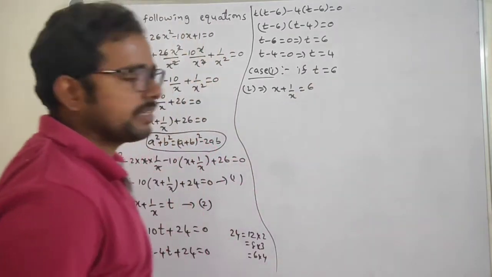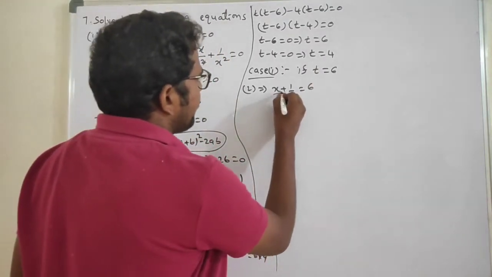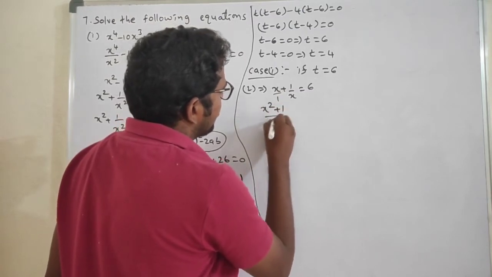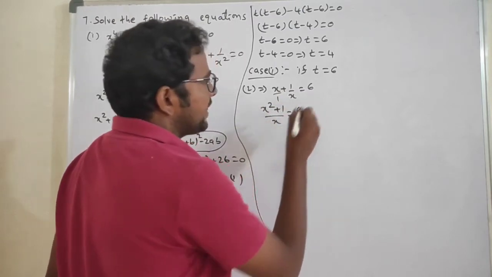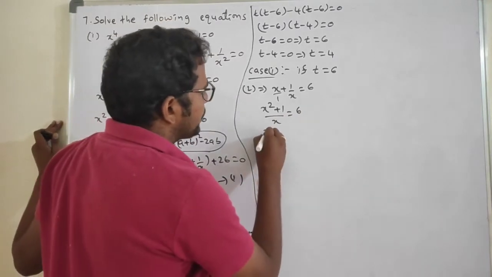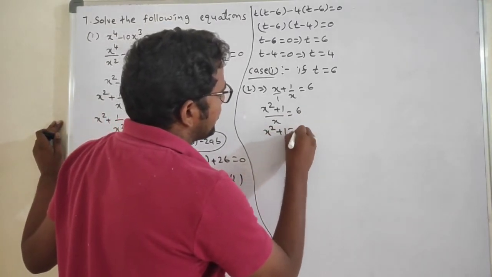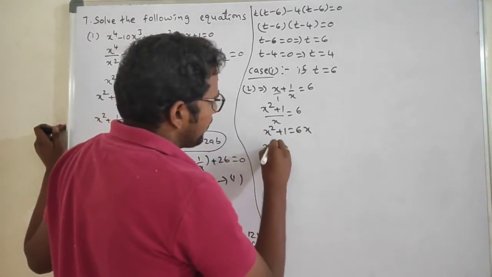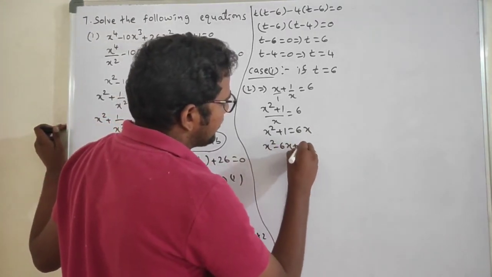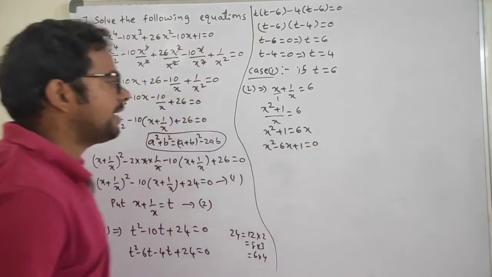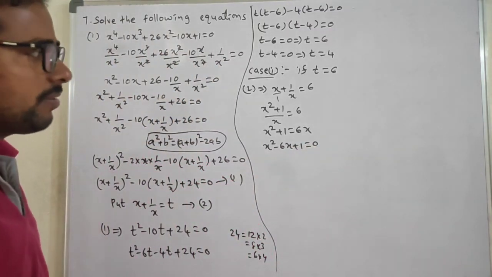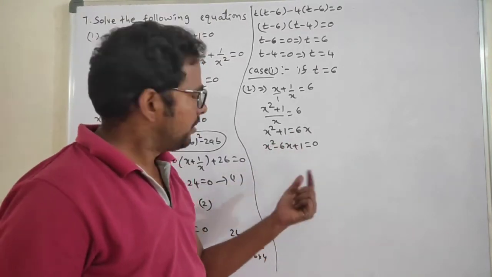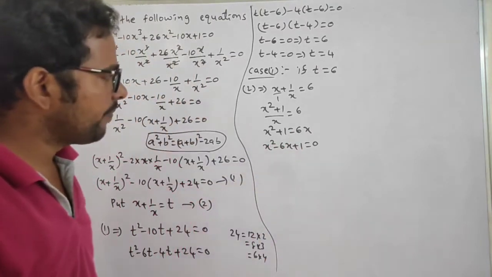x plus 1 by x is equal to 6. What is the LCM? x into x square plus 1 by x is equal to 6. x into 6 gives x square plus 1 is equal to 6x. Send 6x to the left side: x square minus 6x plus 1 is equal to 0. Factors of 1 are only 1, so factorization is not possible.